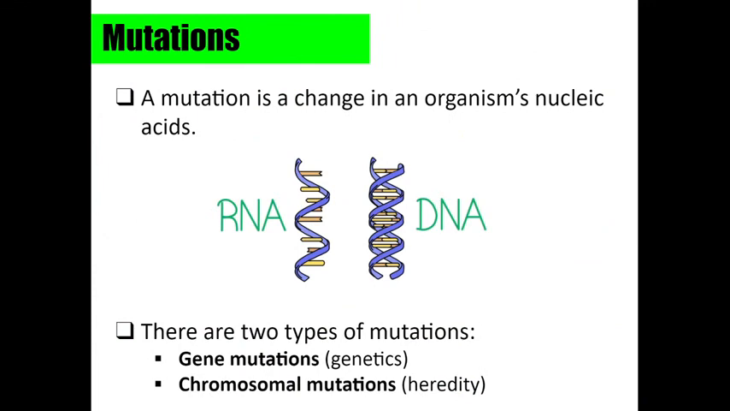Now, a mutation is a change in an organism's nucleic acids, so in RNA or DNA. But there are two types of mutations. You have gene mutations, which occur in genetics, and you have chromosomal mutations, which is in regards to heredity.